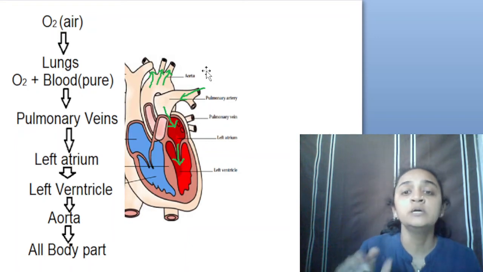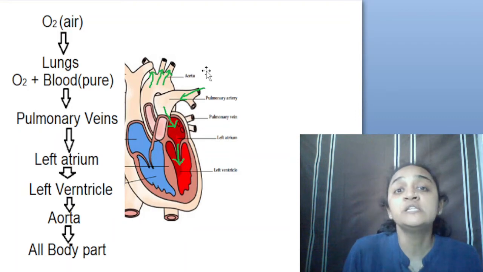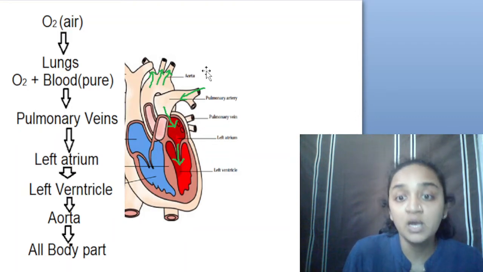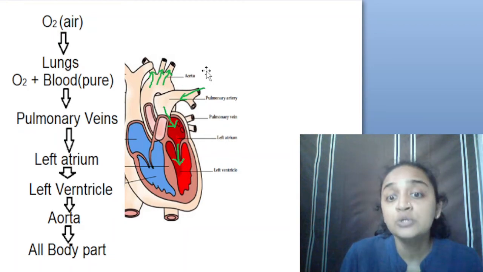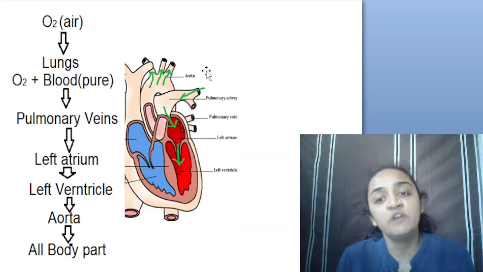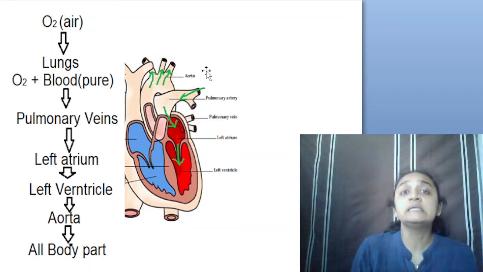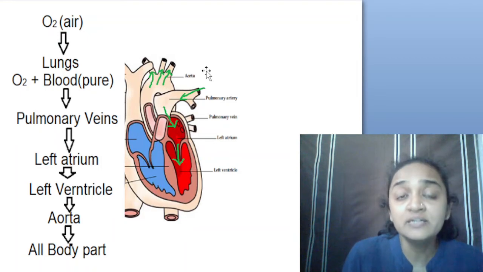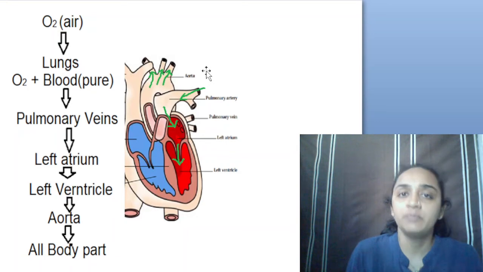Understood? Here you can see in a diagram there is a green arrow which shows the exit flow. A pulmonary artery will give blood to the left atrium. The left atrium moves it to the ventricle, and then the ventricle gives it to the aorta, which will move that pure blood to each and every cell of a body part.